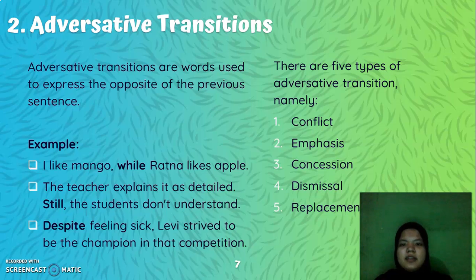2. Adversative transitions. Adversative transitions are words used to express the opposite of the previous sentence. There are 5 types of adversative transitions, namely, first, conflict, 2. Emphasis, 3. Concessions, 4. Dismissal, 5. Replacement. Example. First, I like mango, while Ratna likes apple. 2. The teacher explained it in detail, still the students don't understand. 3. Despite feeling sick, Levi strived to be the champion in that competition.